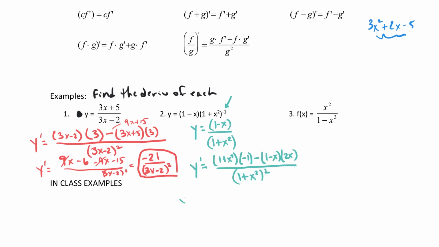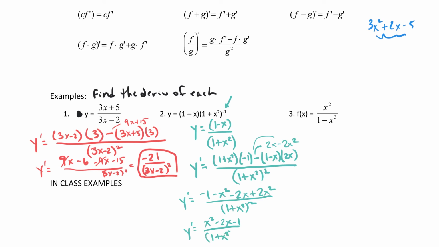All right, let's clean this up. So y prime will be, over here you'll get -1 minus x squared, and then over here we're going to get 2x minus 2x squared, and then don't forget the floating negative right there. So we'll get minus 2x plus 2x squared all over 1 plus x squared. And cleaning this up one more time, this becomes x squared minus 2x minus 1 over 1 plus x squared.